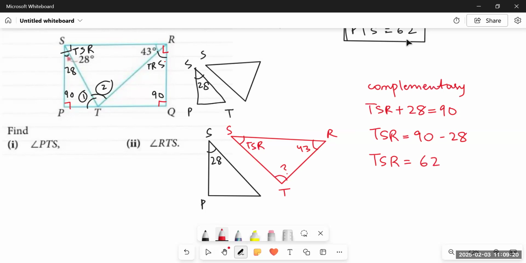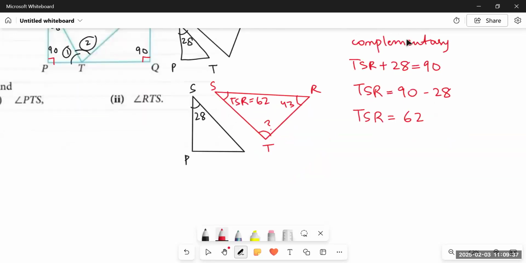This is 62 degrees. You see, we have found TSR first. This would be 62 degrees. And now since we have found two of the angles in this triangle, we can find STR now. STR or RTS means the same. You can pronounce it from either side, starting from R, going towards T, the middle point, and then S, or STR means the same.